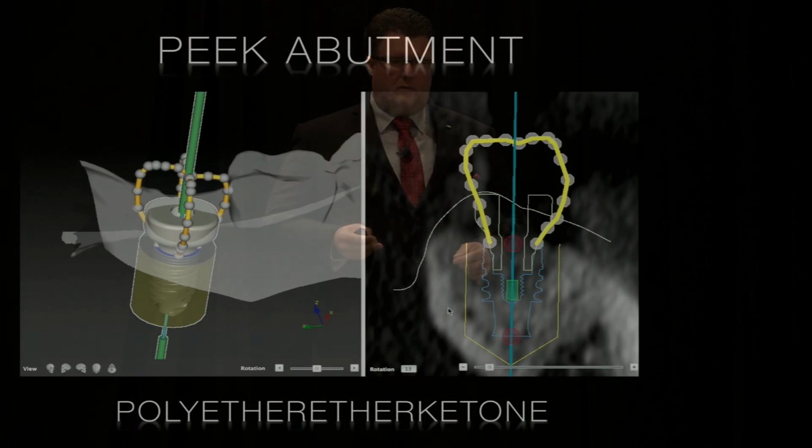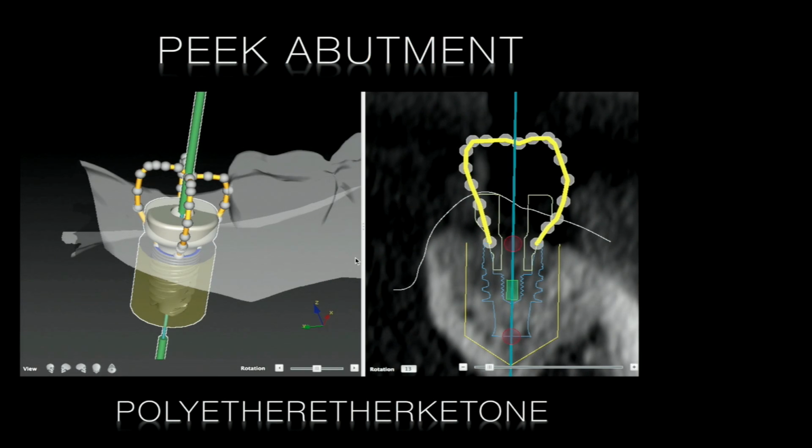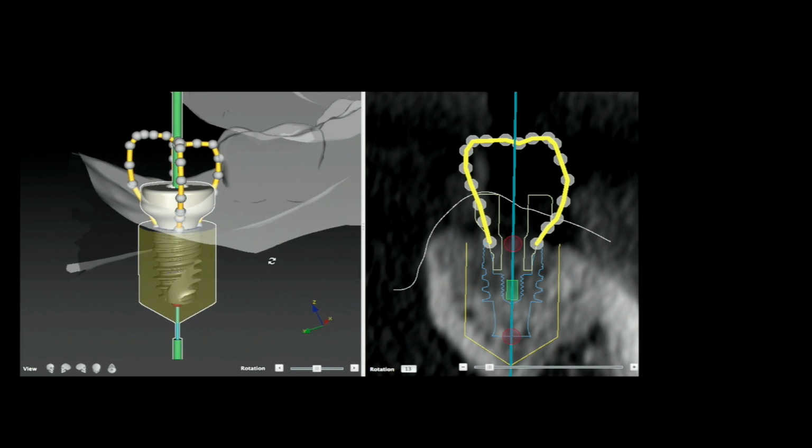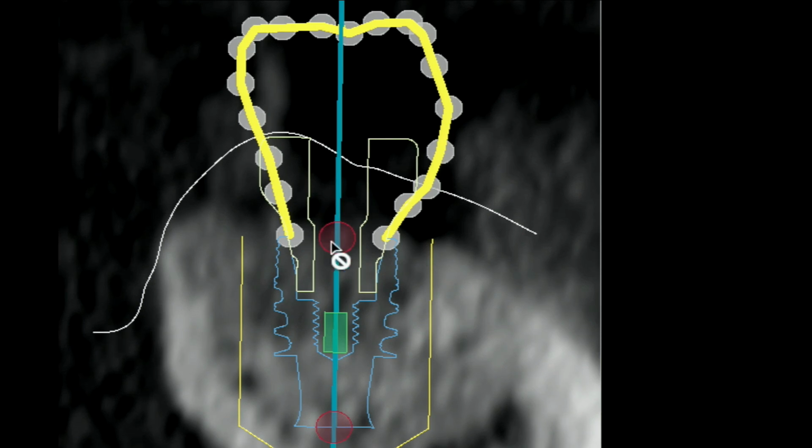So we're going to pick what's called a PEEK abutment, a polyetheretherketone abutment. It's a lot to say, but if you call it a PEEK abutment, it's an acrylic type of abutment, plastic, and it has an emergence profile that's going to take us from the implant out to the contacts on either side of this particular case.